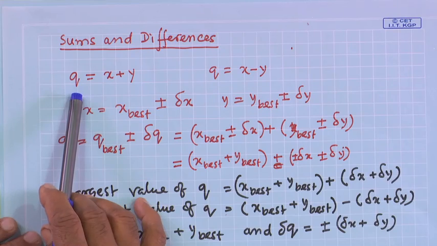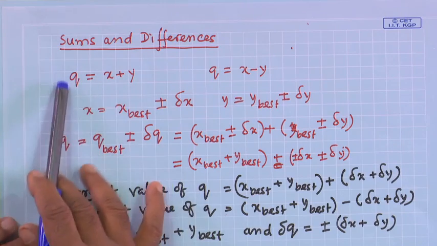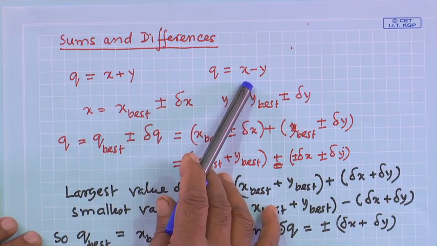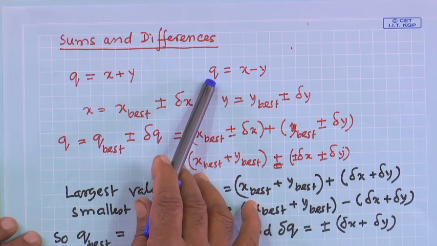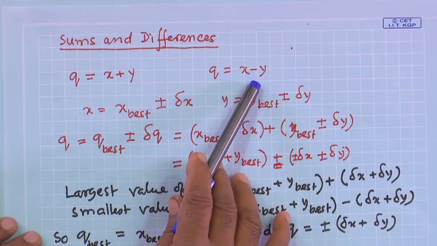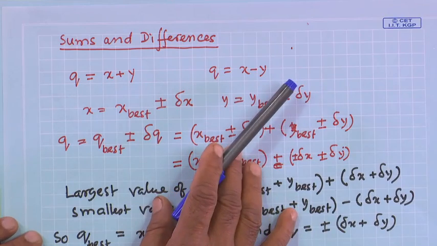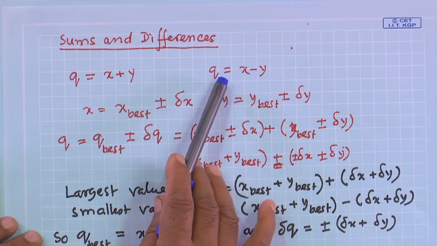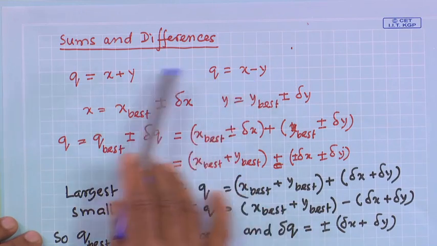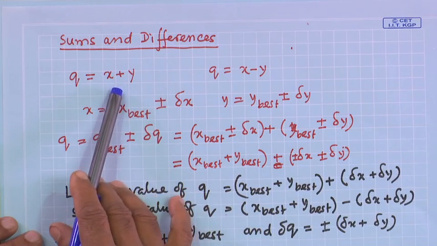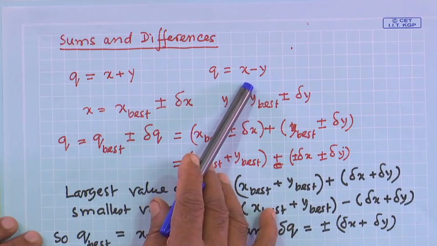So, here, when there is a sum or difference in the relation, these two parameters are x and y, and the physical quantity is q. So, this is the relation, the summation or this difference.